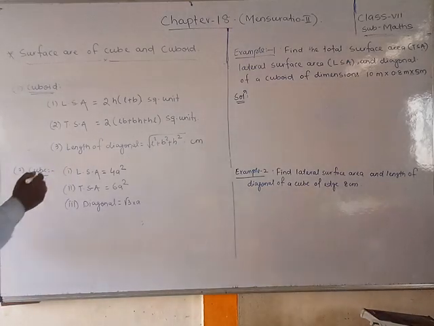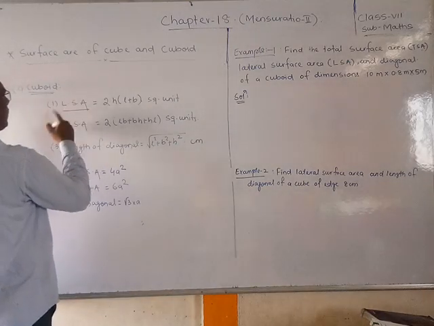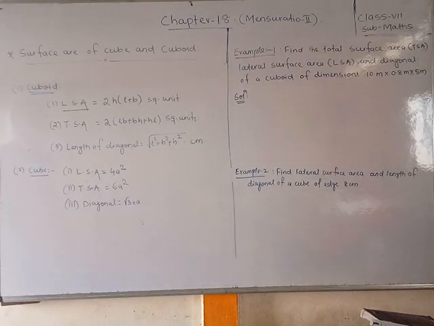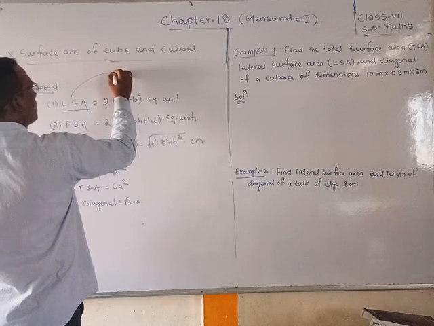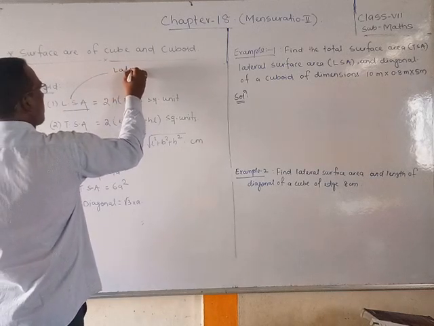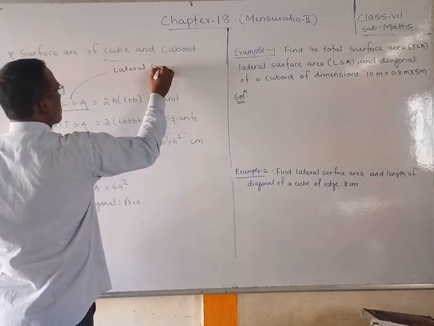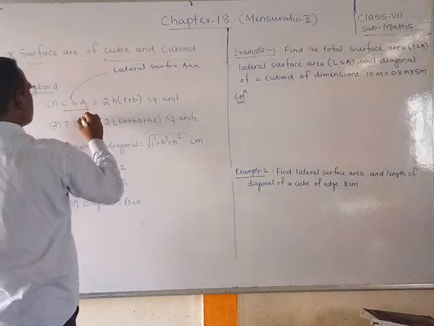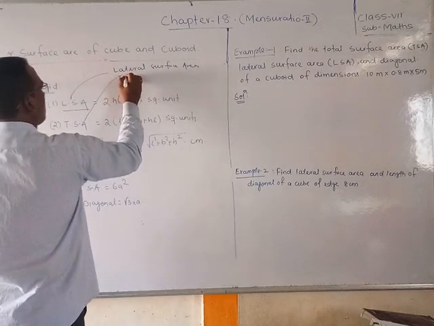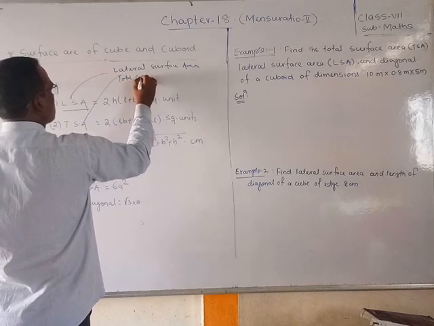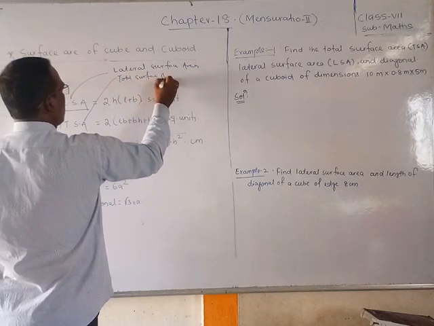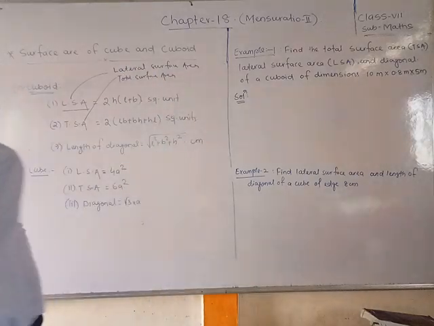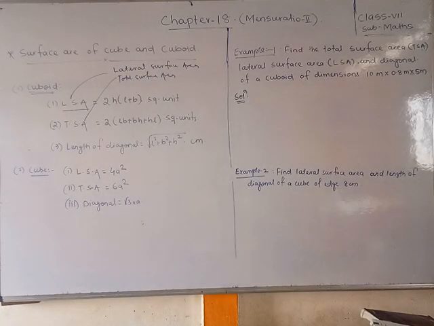First of all I have written the formulas. LSA, do you have an idea, friends, what do you mean by LSA? Lateral surface area. And TSA means total surface area. So lateral surface area and total surface area.